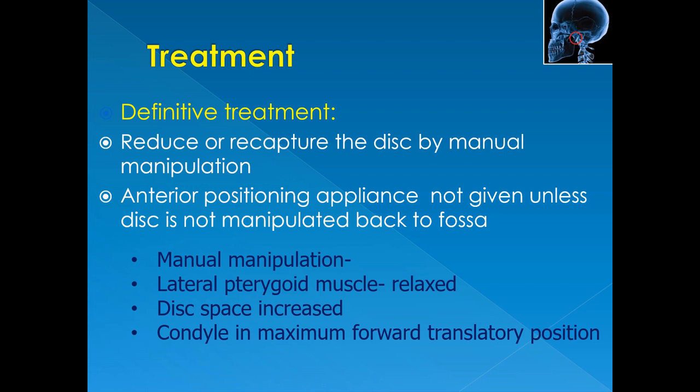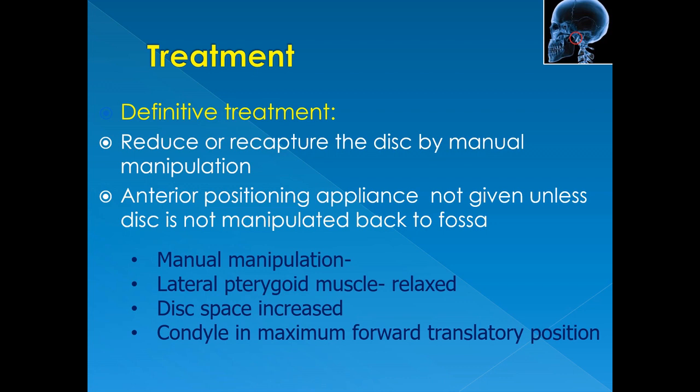The second factor is the disc space. The disc space must be increased so that the disc can be repositioned. We have already discussed the influence of interarticular pressure on the disc space in our previous session. There we said that when there is increased activity of the elevator muscles, the interarticular pressure increases and the disc space decreases. So this makes it more difficult to reduce the disc. So the patient has to be advised to relax and avoid forceful closing of the mouth.